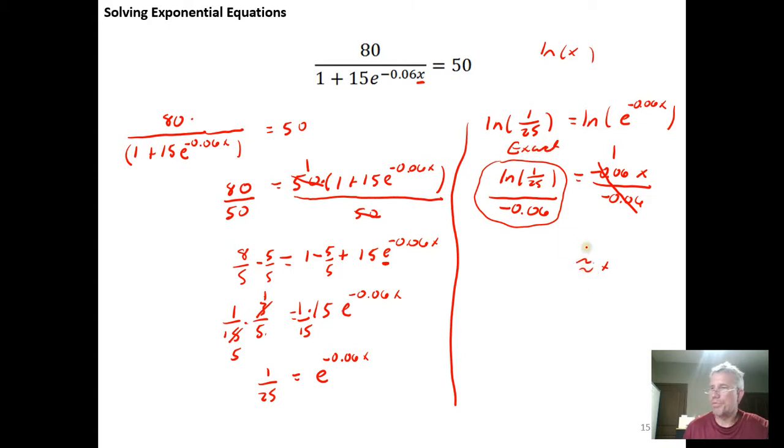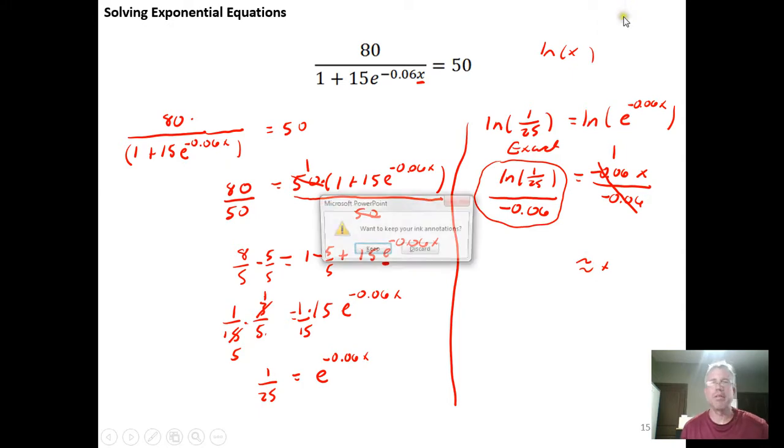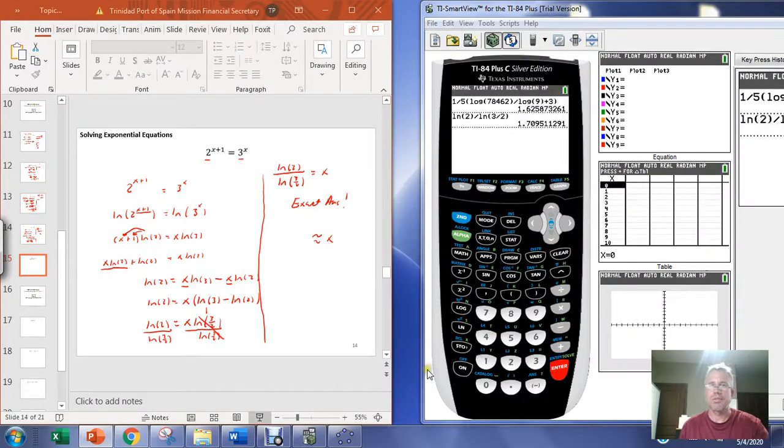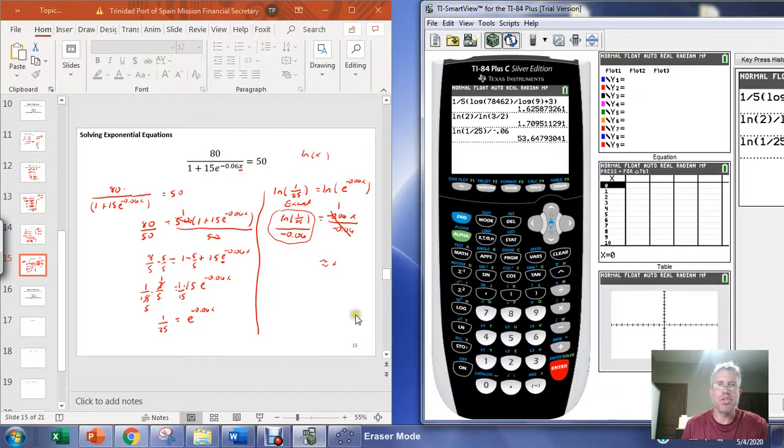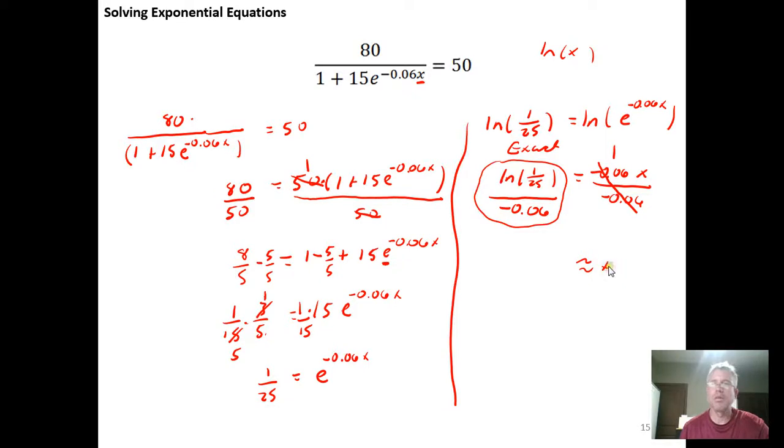And if I'm being asked to approximate it, this is where I would probably move to my calculator and let my calculator finish that out. So what do we have? We have the natural log of 1 divided by 25, close the natural log function, and divide it by negative 0.06. I should get a positive number out of there, 53.65-ish. And there you have it.